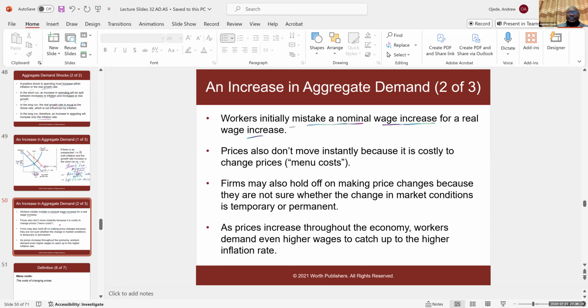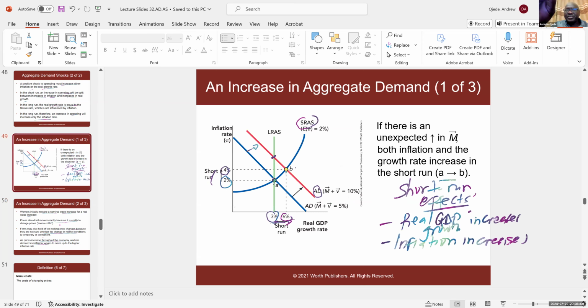Okay? So prices also don't move instantly because it is costly to change prices. So in the short run, Keynes argues that prices are not going to change immediately. So firms may also hold off on making price changes because they are not sure whether the change in market conditions is temporary or permanent. So as prices start to increase throughout the economy, workers demand even higher wages. You see, when inflation starts to rise in this economy, workers are going to realize, oh, the cost of living has gone up. Let's demand even more wages.